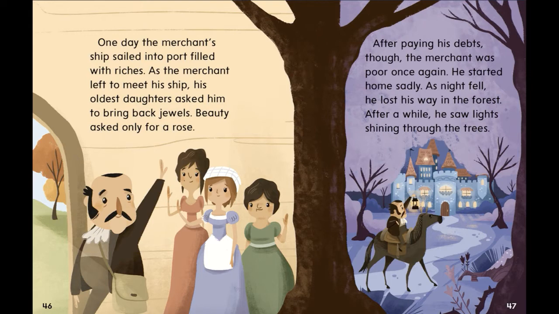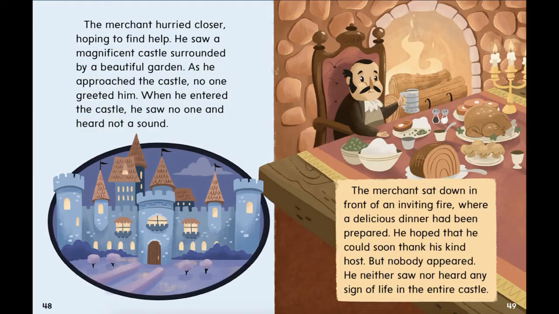After paying his debts, though, the merchant was poor once again. He started home sadly. As night fell, he lost his way in the forest. After a while, he saw lights shining through the trees. The merchant hurried closer, hoping to find help. He saw a magnificent castle surrounded by a beautiful garden.